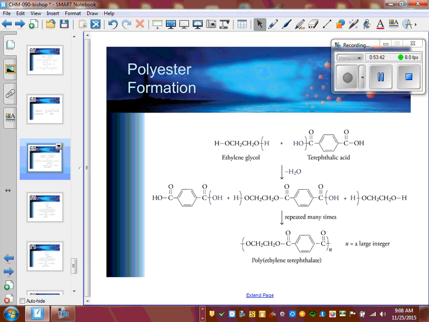If one of them is terephthalate, you get polyterephthalate. So you get a lot of different esters.